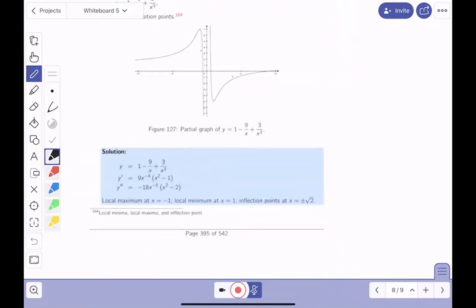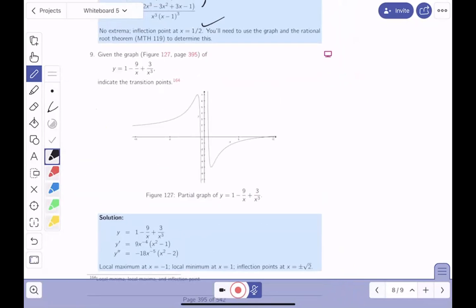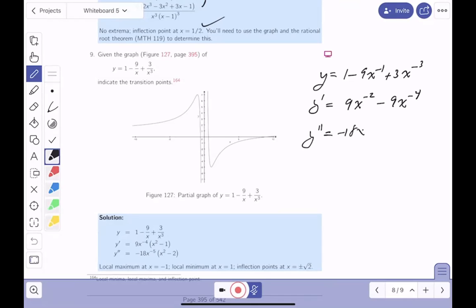Let's see how many more problems we've got to do. Yeah, 2 more to go. Let's see if we can do this. So y prime. Let me put y down first. That's going to be 1 minus 9x to the minus 1 plus 3x to the minus 3. Y prime is going to be 9x to the minus 2 minus 9x to the minus 4. Y double prime is going to be minus 18x to the minus 3. This will be plus 36x to the minus 5.